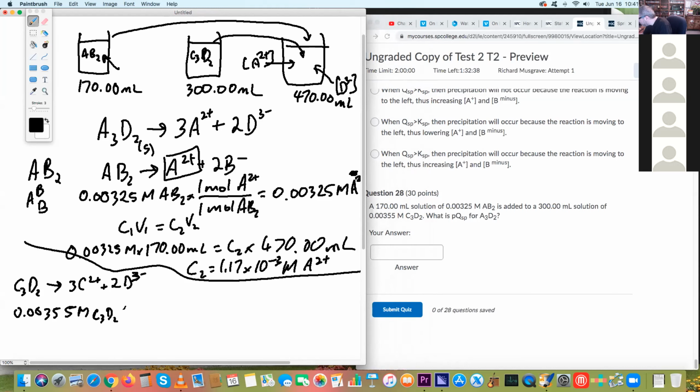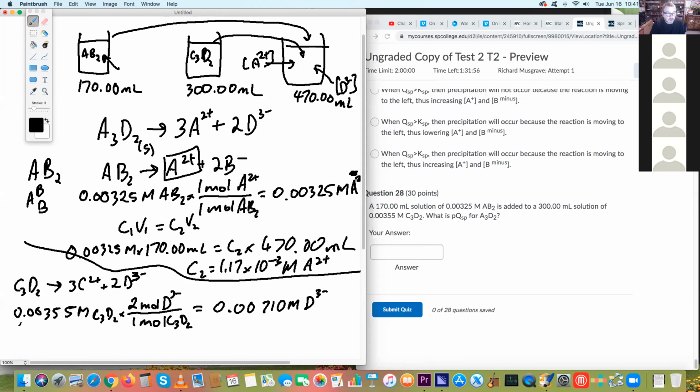C3D2 times 2 moles of D3 minus for every 1 mole of C3D2. And that's because we're getting 2 moles of D3 minus for that. And that would be 0.00710 molar D3 minus, in that initial solution we're talking about up here in this first one.